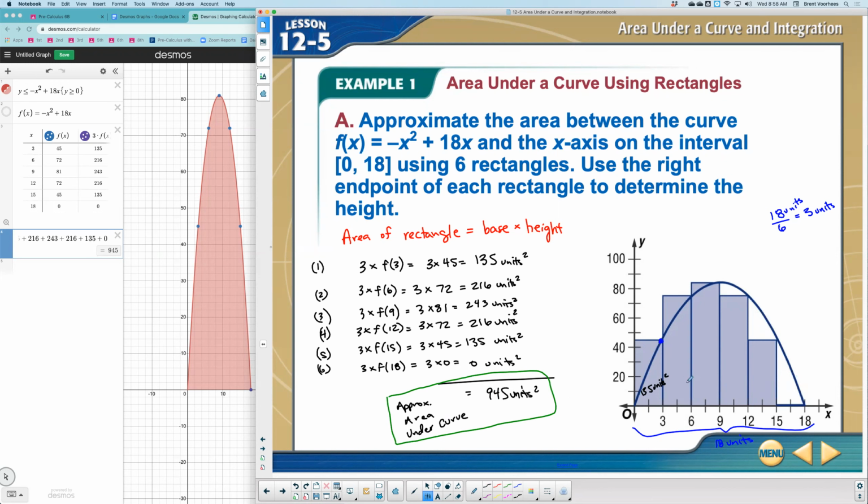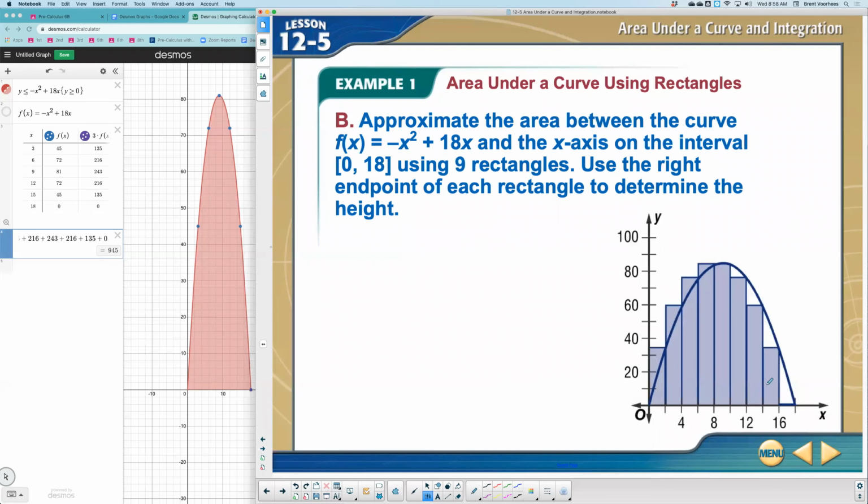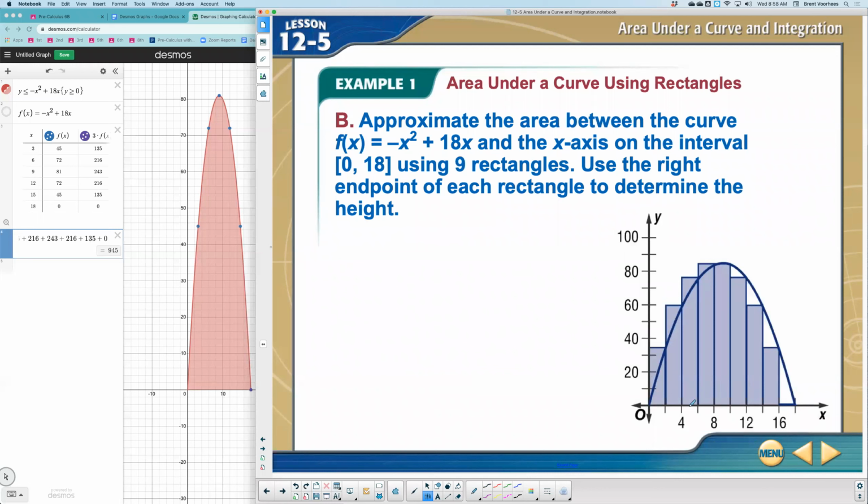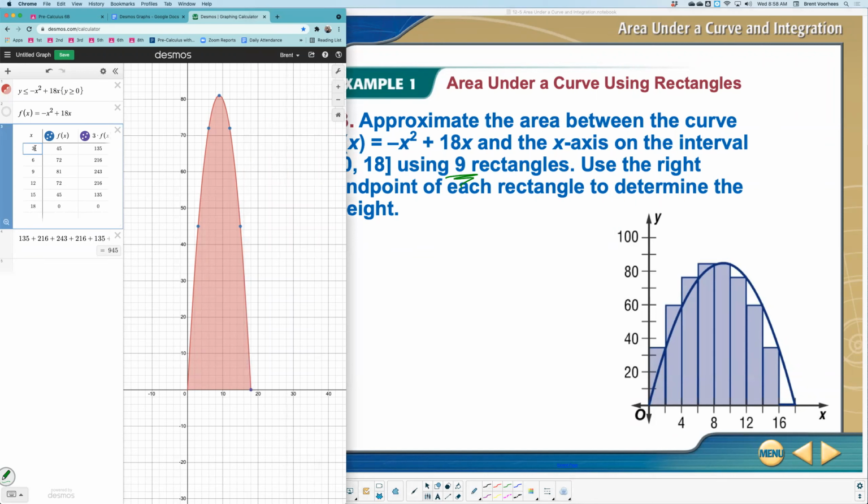What if we made our rectangles smaller? So instead of having a width of 3, what if we made them have a width of 2? So notice our rectangles here have a width of 2. And so now I'm using the same problem, but with 9 rectangles. So this time, I'm not going to count by 3s, I'm going to count by 2s. So we'll have 2, 4, 6, 8, 10, 12, 14, 16, and finally 18. Notice that'll be 9 rectangles. 1, 2, 3, 4, 5, 6, 7, 8, 9.